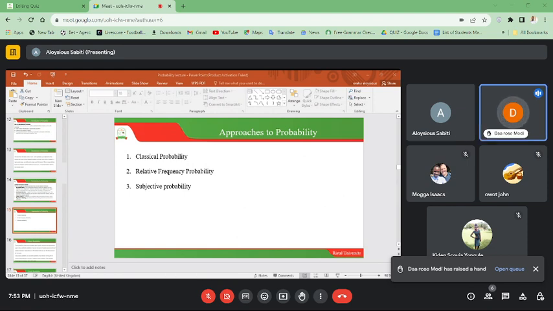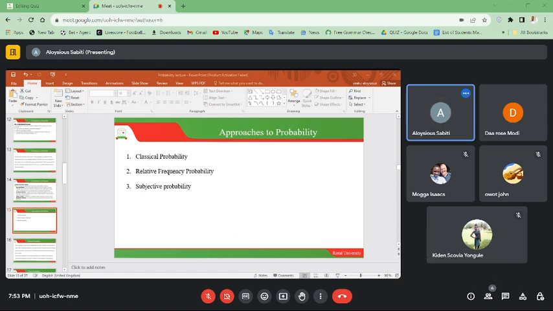Yeah, I first wanted to know something. You talked about tossing a die. I would like to know the significance of the probability of tossing a die. How is it significant in the field of reproductive health?